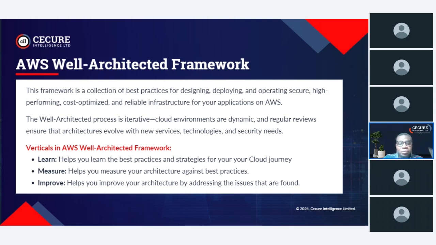And lastly, we have the improve. This is you improving your architecture by addressing the issues that you were able to find in the second vertical, which is the measure. So those are the 3 verticals that we have in the AWS well architected framework.